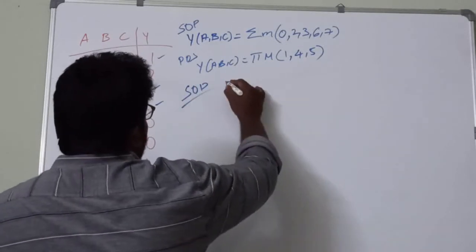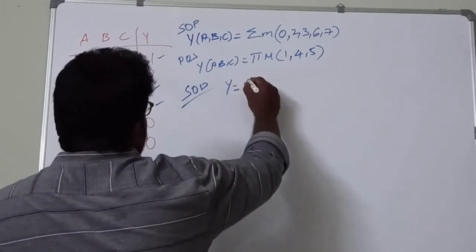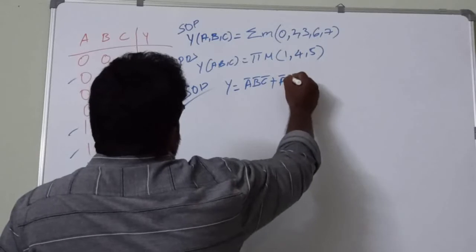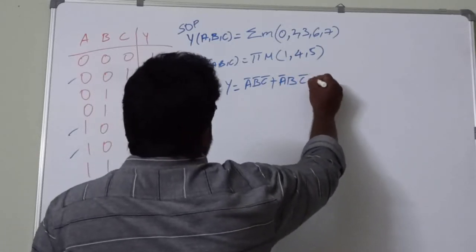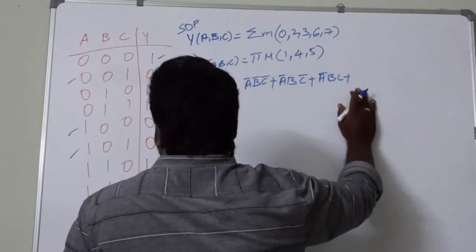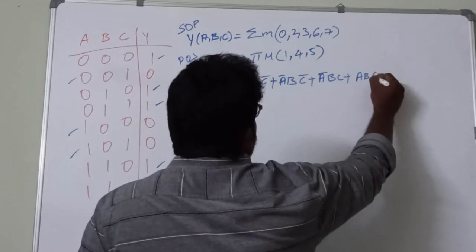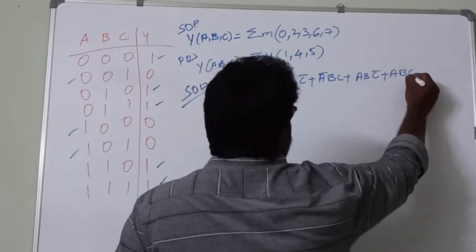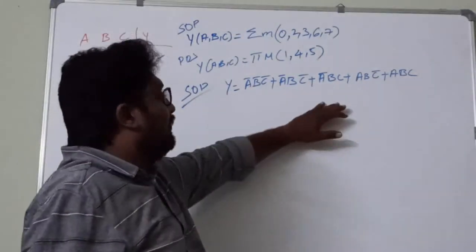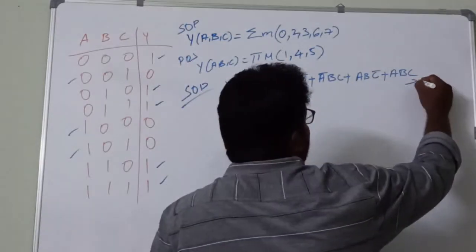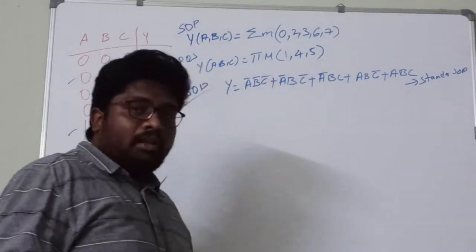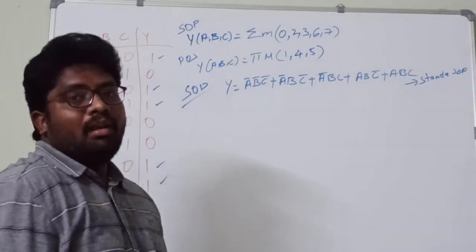SOP, right? So now the expression y will become, y is equals to A complement B complement C complement plus A complement B C complement plus A complement BC plus ABC complement plus ABC. So if you observe here we are having the 5 minterms, and this is the standard SOP, right? So now we need to convert this standard SOP to the minimal SOP.